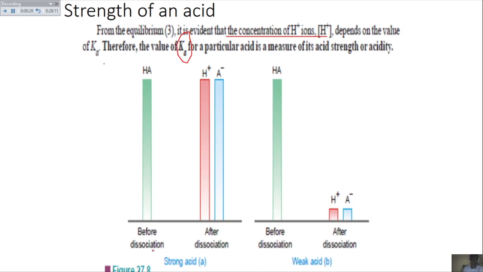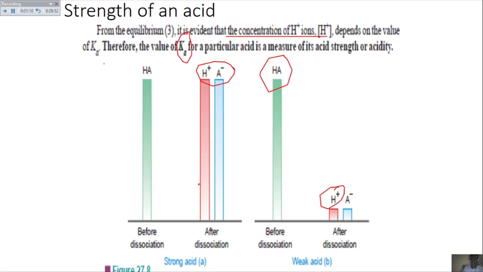Now, when you look at it before dissociation, we have a strong acid and we have a weak acid. After dissociation, the number of hydrogen ions present in the solution is high. Meanwhile, for the weak acid, after dissociation, the concentration of hydrogen ions present has been reduced drastically, meaning that a weak acid will have a little strength when compared to a strong acid. Meanwhile, a strong acid will have a higher strength.